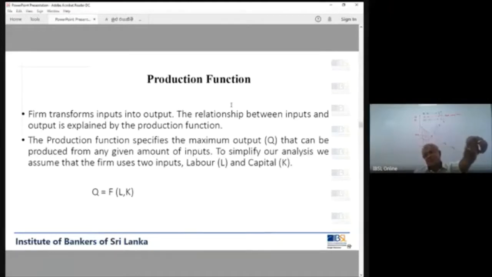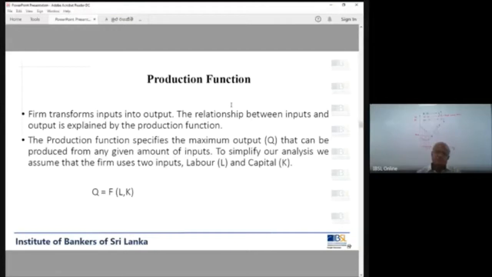Output is a function of inputs, labor and capital. This relationship is called the production function. Firms transform inputs into outputs. The relationship between inputs and output is explained by the production function. Mathematically speaking, how should we write down the production function? Q = F(L, K): Q is a function of labor and capital.